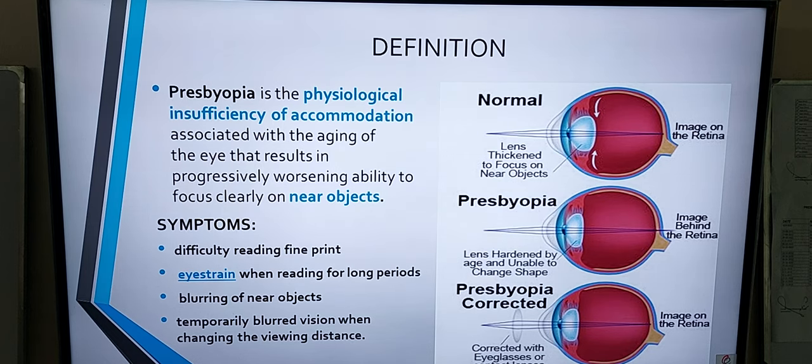So how will the patient present to us? He can present with difficulty reading fine print, eye strain when reading for long periods, blurring of near objects, and temporarily blurred vision when changing the viewing distance.